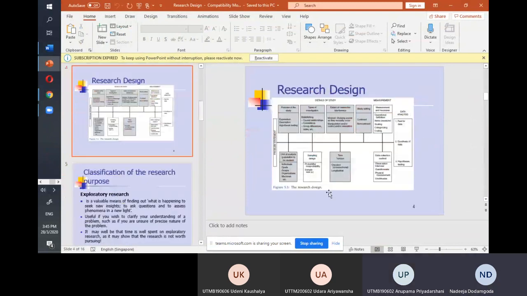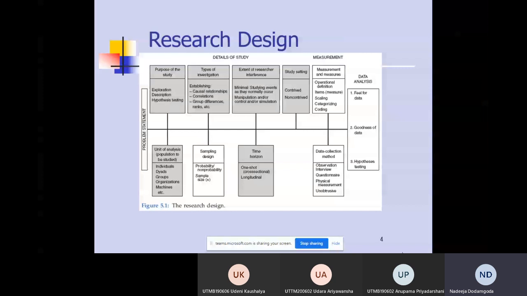You can see now. Can you see the screen? Can see. We can see. Right.